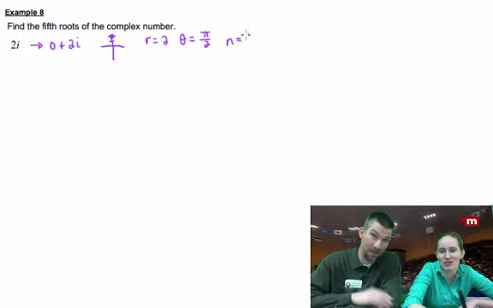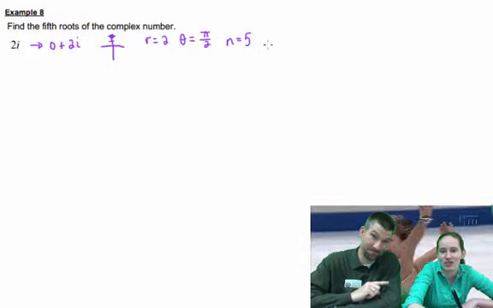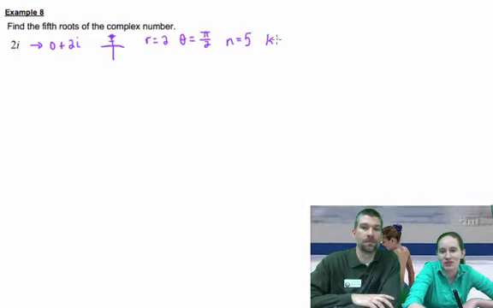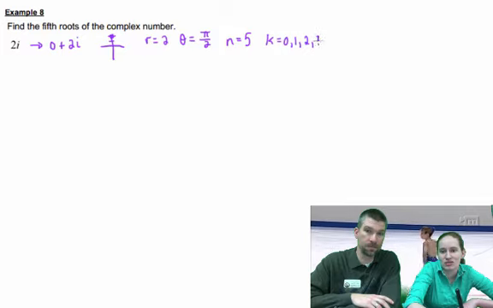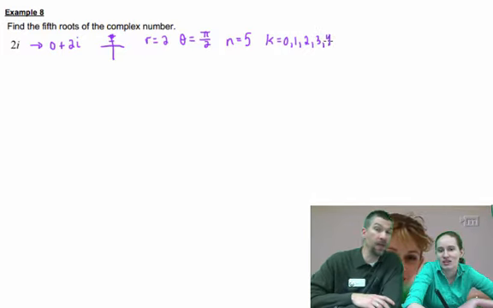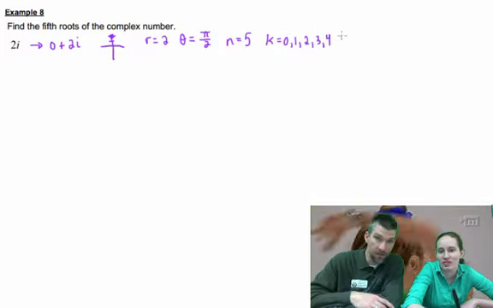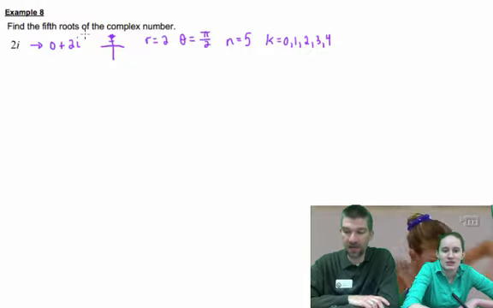It's the fifth root, so n is 5, which means the values we're going to plug in for k are 0, 1, 2, 3, 4. Always start at 0 for k. How many k's do we have? 5 numbers, because it's the fifth root.